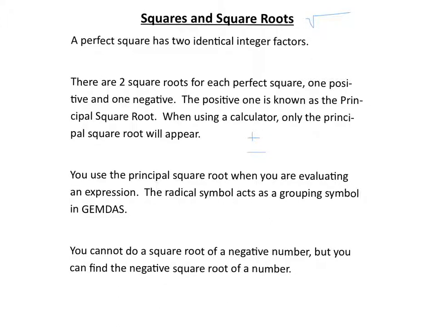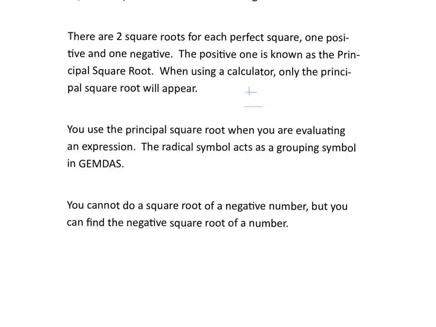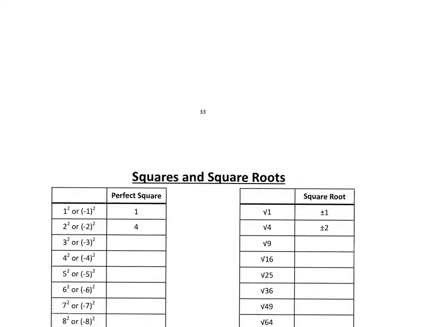And you actually can't do a square root of a negative number, because when you multiply a negative times a negative, that gives you a positive. So there's no number you can multiply twice and get a negative. So there are no square roots of a negative number.